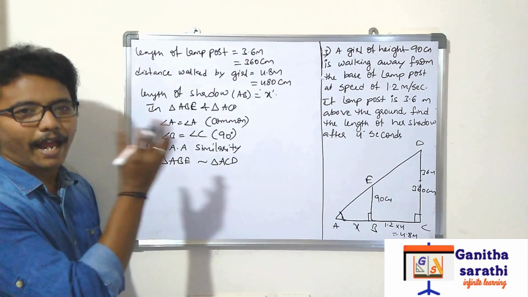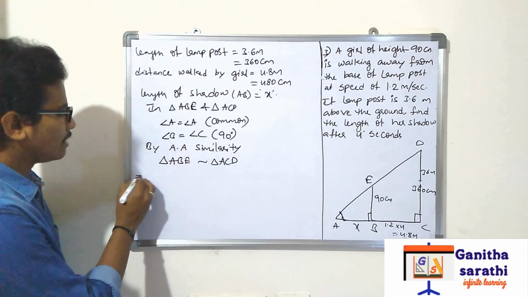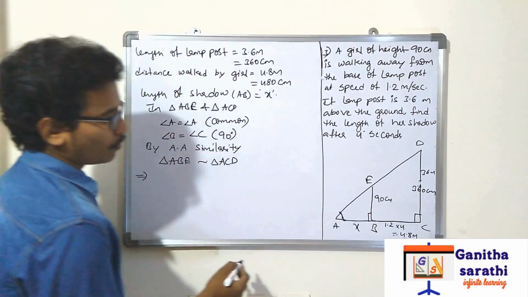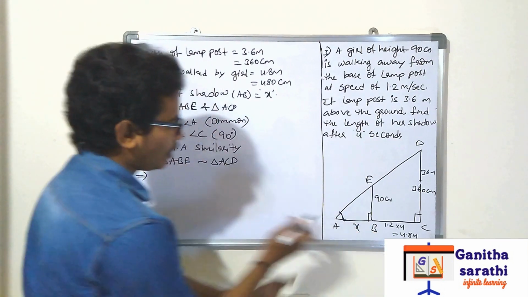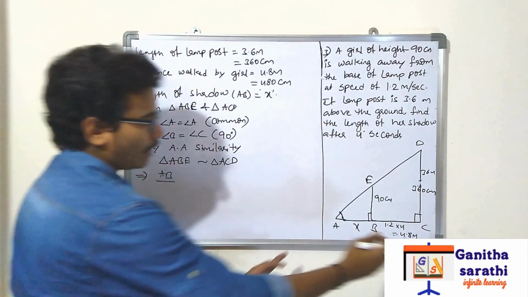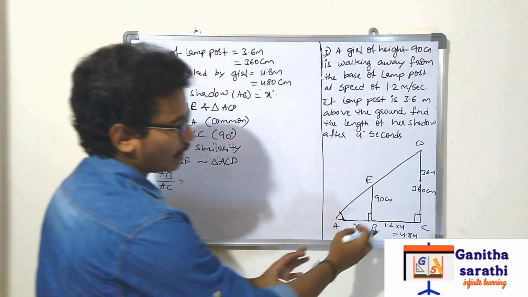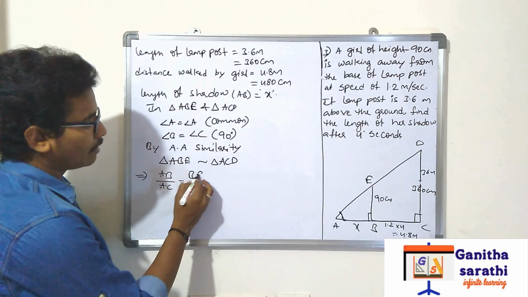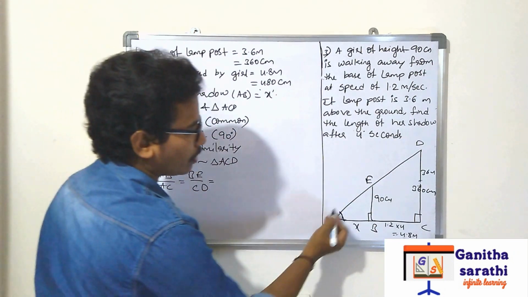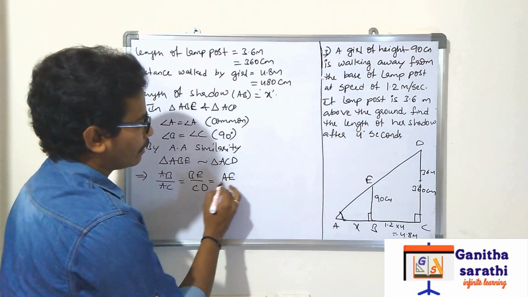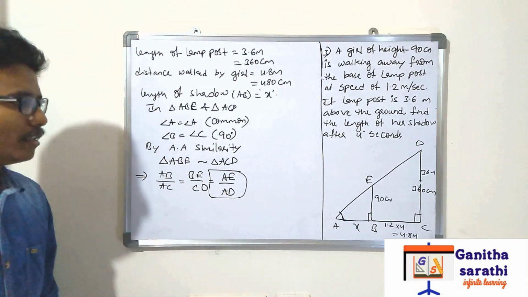Now, if the angles are equal and it is similarity, then the sides are in proportion. So take the sides which are in proportion. What are the sides in proportion? First I am starting from the small triangle: AB in the small triangle over AC in the big triangle is equal to BE in the small triangle over CD in the big triangle, which is equal to AE over AD. There is no need of AE and AD, as no values are given for them.